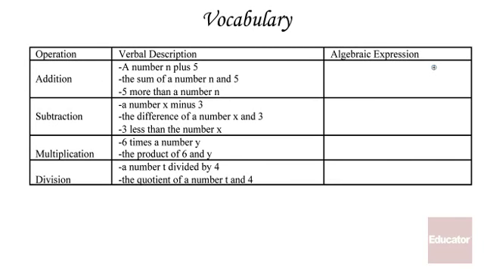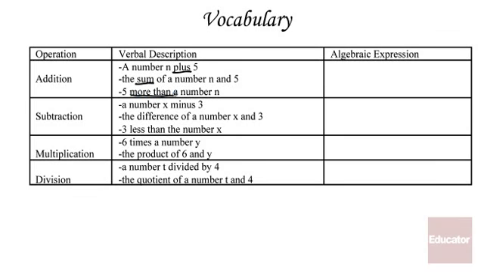Let's look at the vocabulary. There are 4 operations that you'll be working with, and there are several verbal descriptions that are typical for the operation. Addition can be described as a number n plus 5. So the key word here would be plus. The sum of a number n and 5, sum, and 5 more than a number.